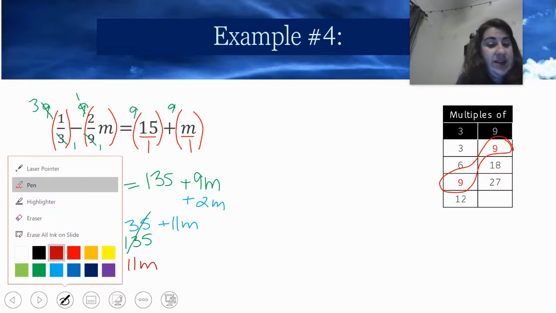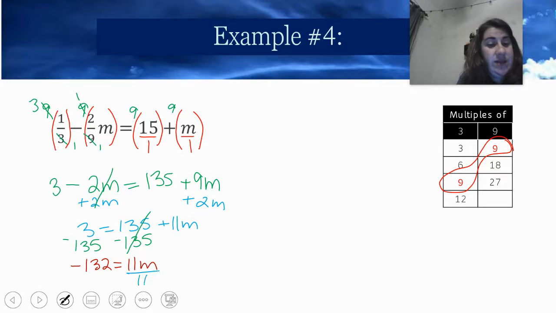And now I'm going to divide each side by 11. And I get, let's see, 132 divided by 11 is 12. m equals, since there's a negative here, negative 12.